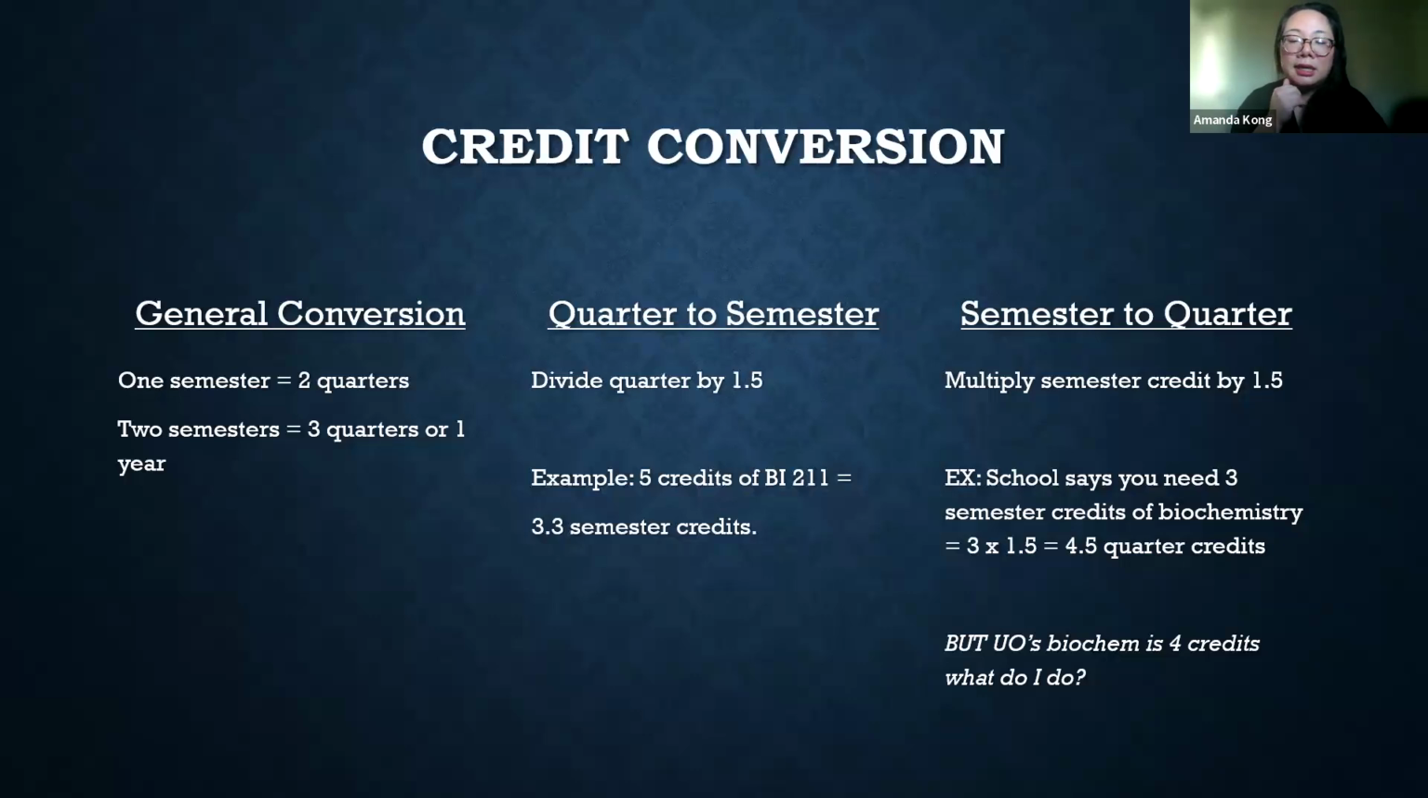So if they are listing in quarter credits, but you're going to a community college that is in a semester system, right? What you're going to do is you're going to divide the quarter credits by 1.5. So for example, Bio 211, which is 5 credits, is actually going to be 3.3 semester credits at a semester school.